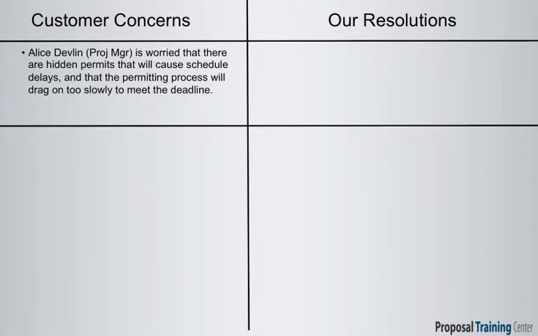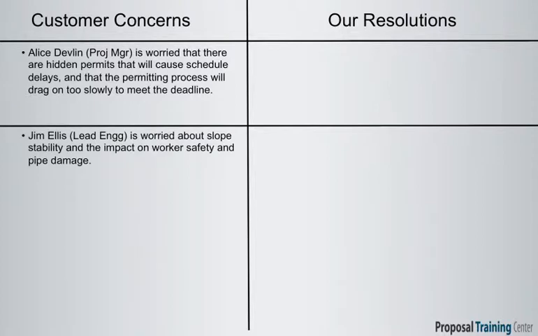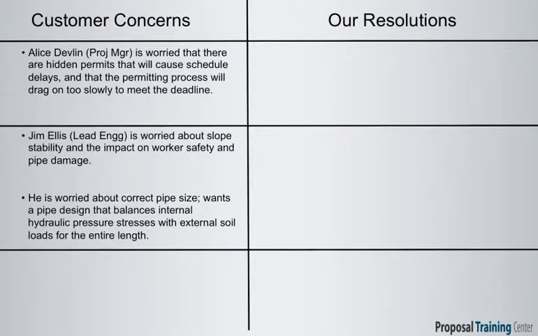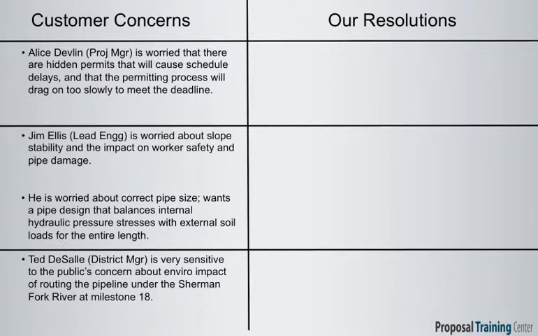The second person was Jim Ellis, who was the customer's lead engineer. He had a couple of chief concerns. One was slope stability and the impact slope stability would have on worker safety and pipe damage. He was also worried about correct pipe size and wanted a pipe design that balanced internal hydraulic pressure stresses with external soil loads for the entire pipeline length. Finally, there was Ted DeSalle, the district manager.